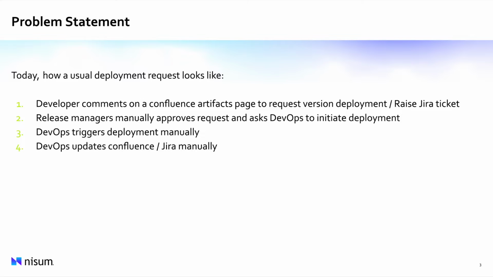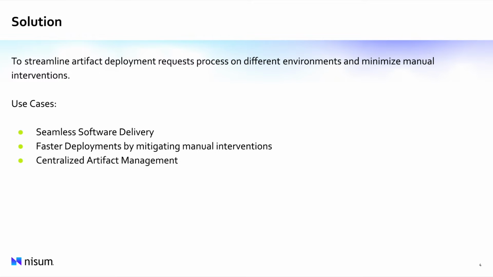So today, if any developer needs to deploy any version on an environment, they usually request this by updating a Confluence page with comments or raising a Jira ticket, and then release managers manually approve those requests, and then DevOps takes this forward by manually deploying the artifact and then updating the Confluence with the results. So we need to streamline this process by removing all these manual steps.